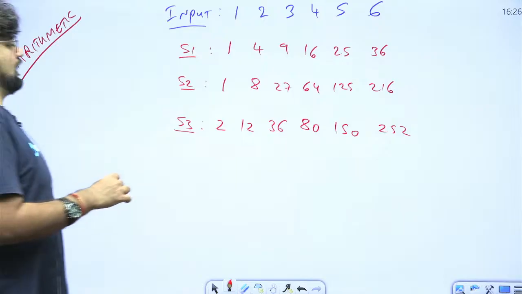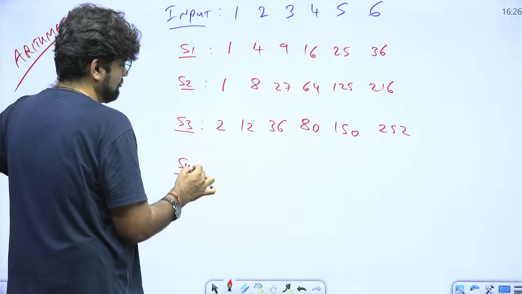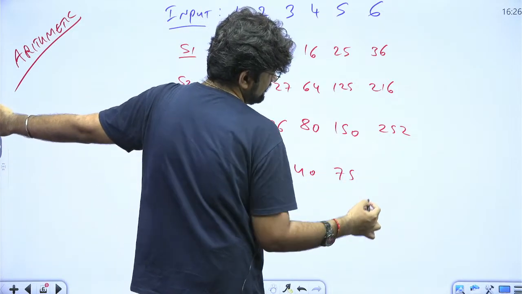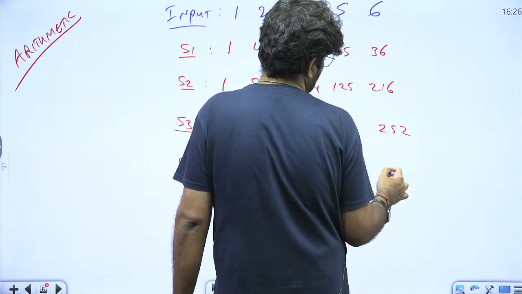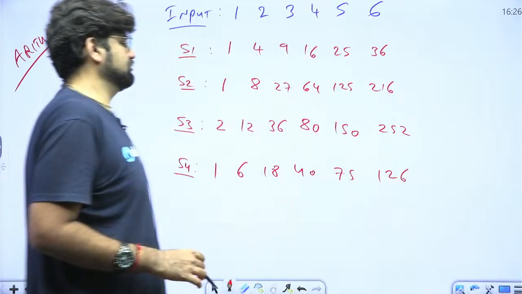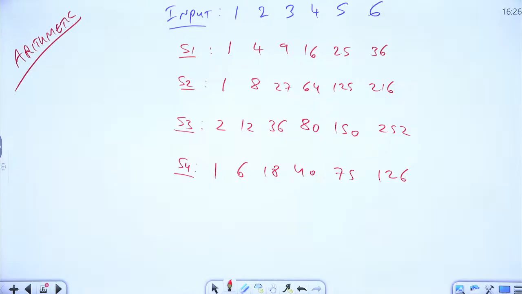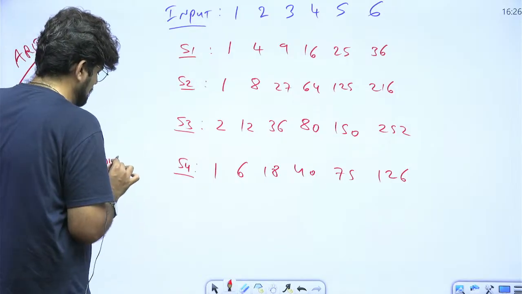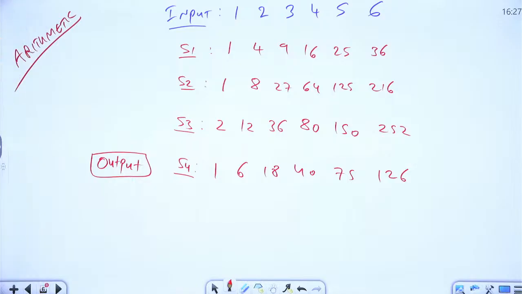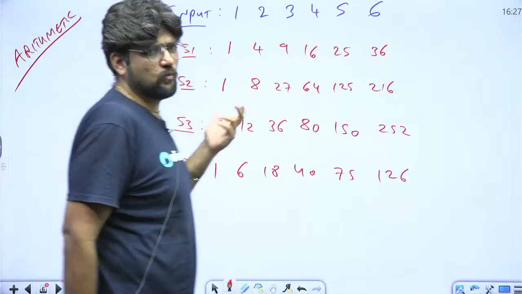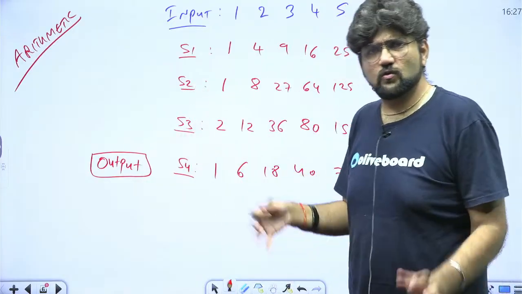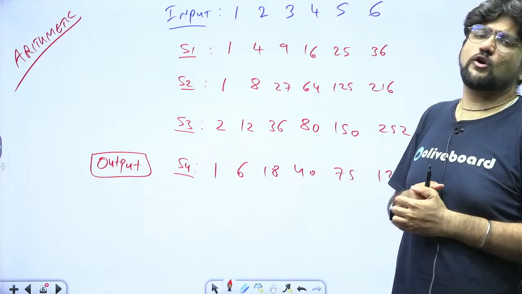Okay. And step 4, 1, 6, 18, 40, 75, 126. Okay, and this is, let's say, my output step. Now a lot of people will try to figure out what exactly is happening. There is no arrangement, there is no increasing order, no decreasing order, no movement, no shifting. What kind of an input output question is this?